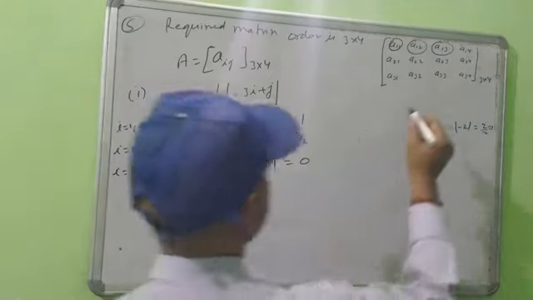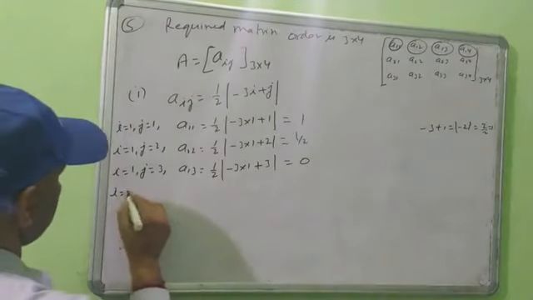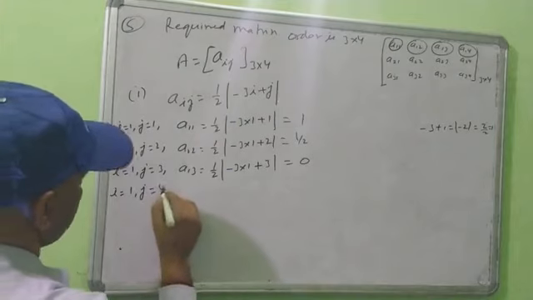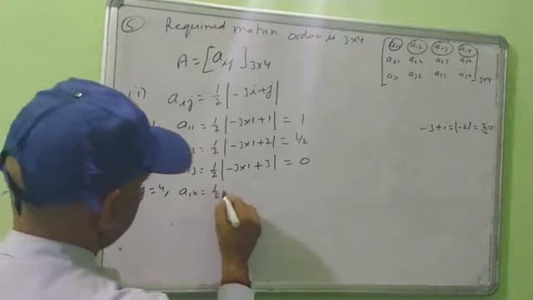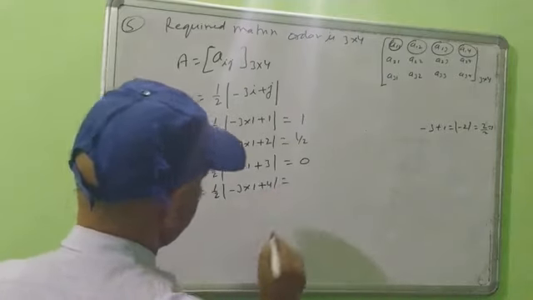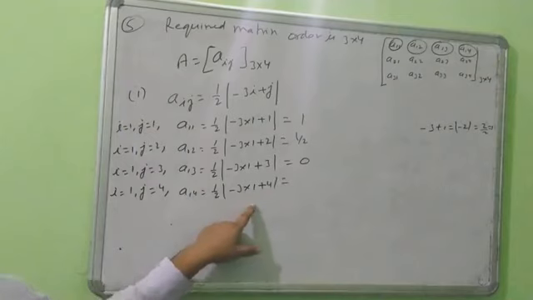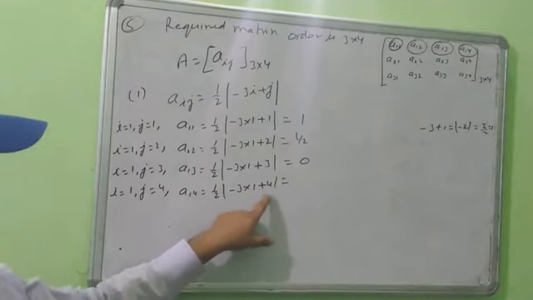Next is a 1 4. Then i equal to 1 and j equal to 4. Then we get minus 3 into 1 plus 4. Minus 3 plus 4, the result will come plus 1.